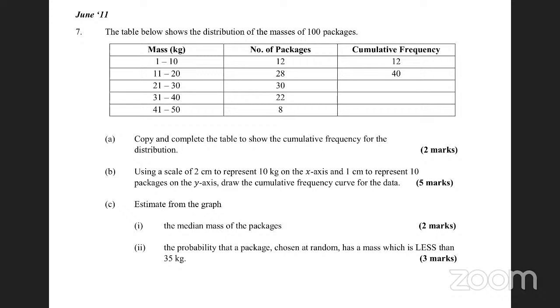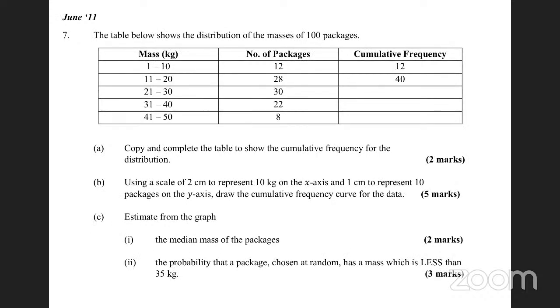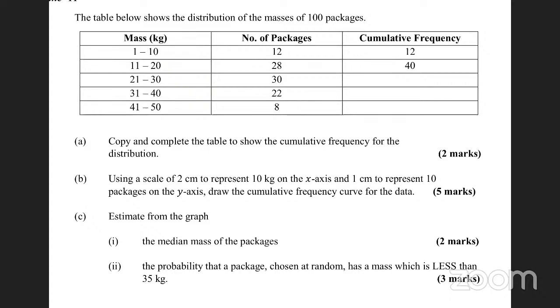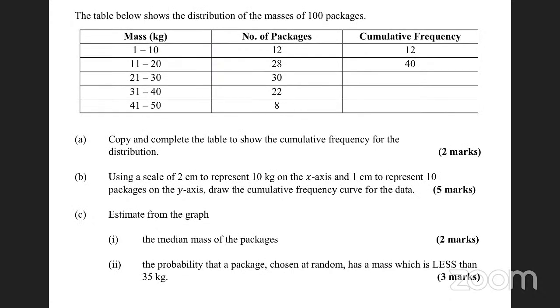Help me out here. What's the next value missing? Under 40 is what? 70. Right? Remember, you're adding up all this to get this value, right? Next is what? Last value is 100, right? I want you to always remember, this should be equal to the total. All right?